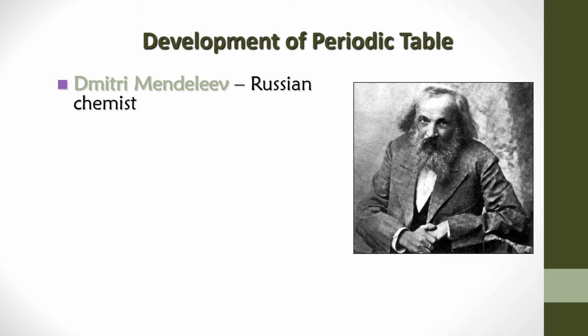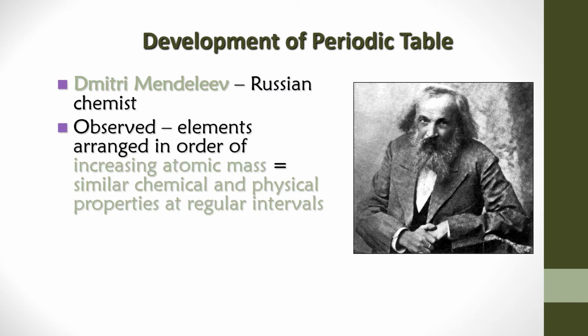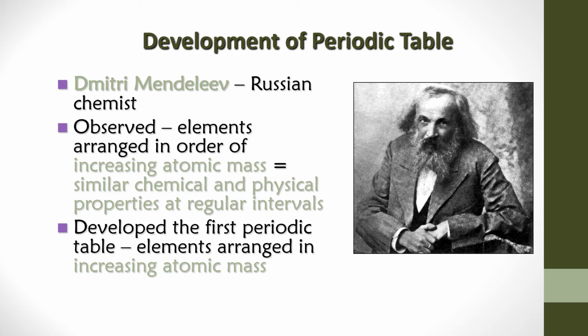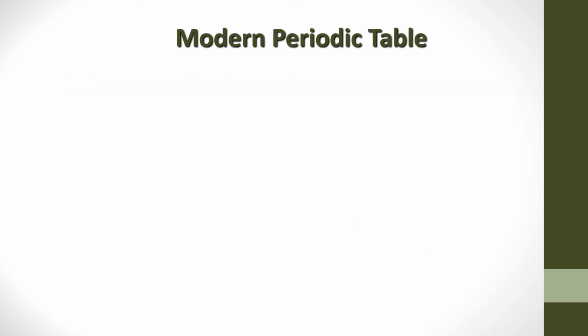He was a Russian chemist, and what he observed was that when elements were arranged in order of their increasing atomic mass, we do observe similar chemical and physical properties after specific intervals. And based on that, he came up with the first ever periodic table in which he arranged the elements based on their increasing atomic mass.